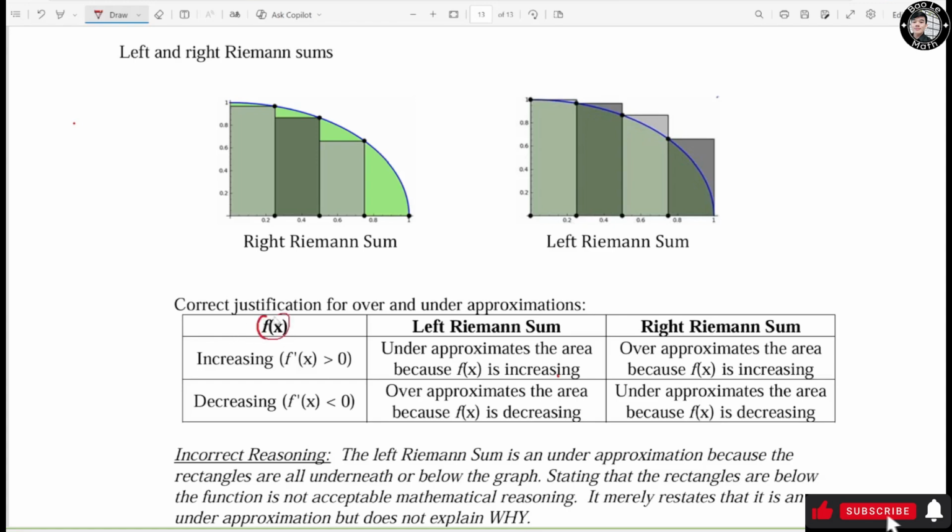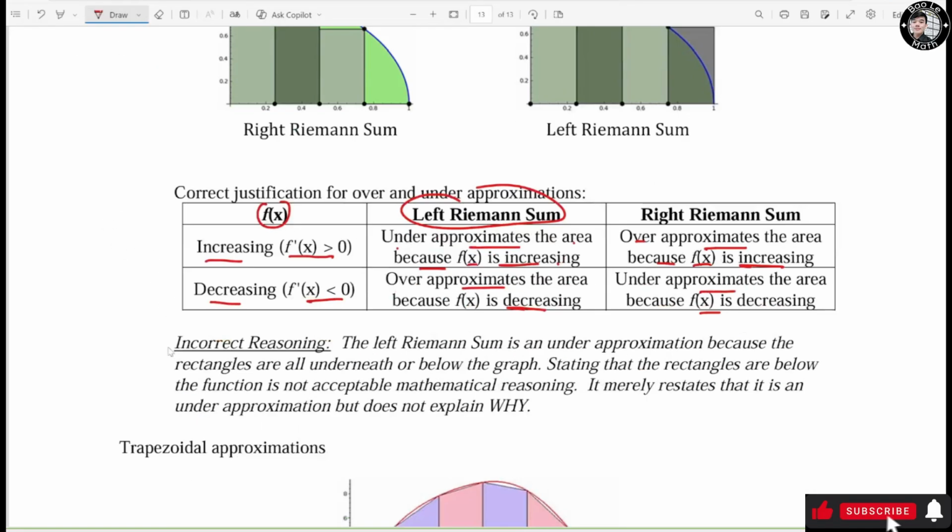Now, if the function f(x) is increasing, in other words f prime of x greater than 0, the left Riemann sum under approximates the area because f(x) is increasing. The right Riemann sum over approximates the area because f(x) is increasing. If the function f(x) is decreasing, in other words f prime of x less than 0, the left Riemann sum over approximates the area because f(x) is decreasing. The right Riemann sum under approximates the area because f(x) is decreasing.